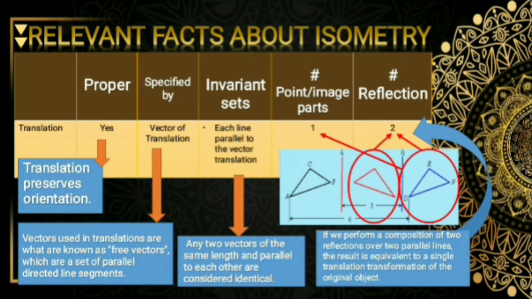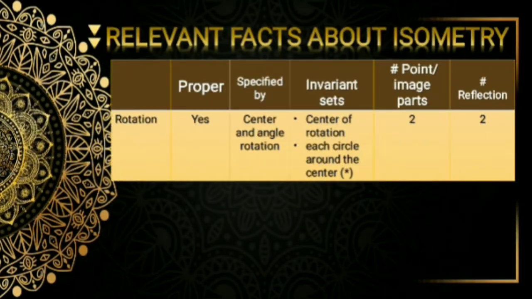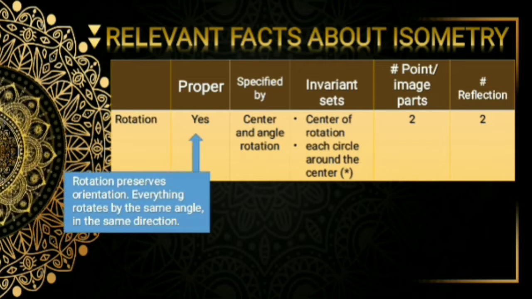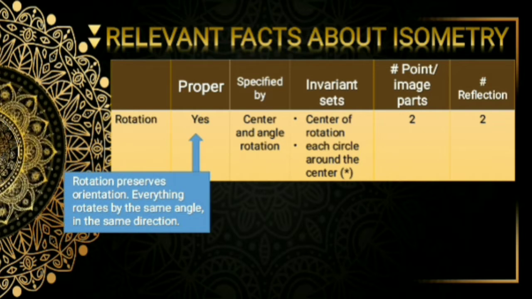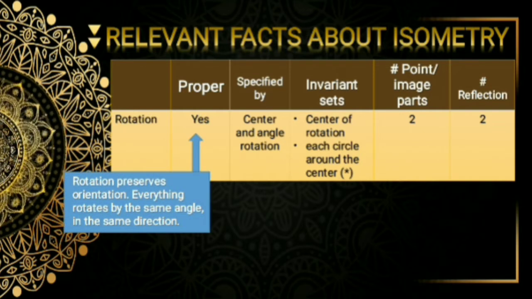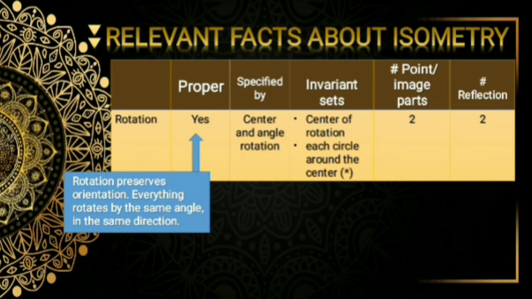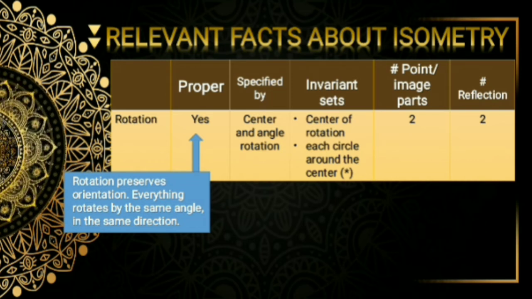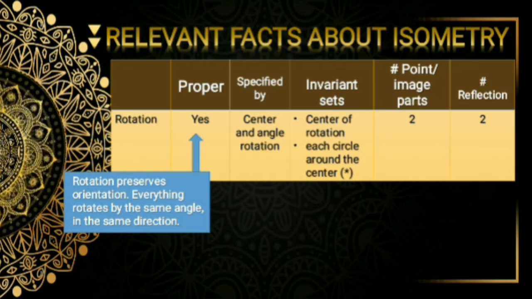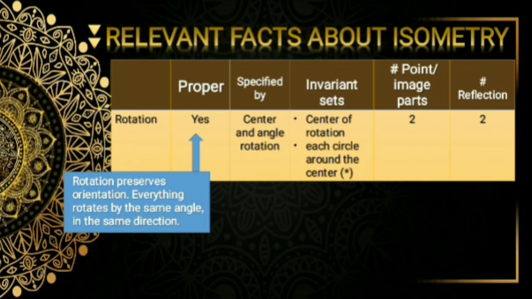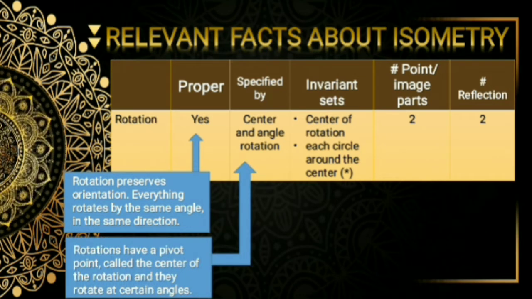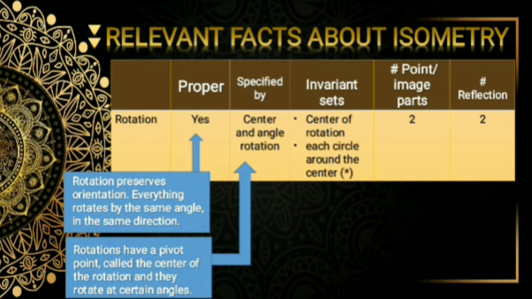The third geometric transformation we have is called rotation. Now, a rotation preserves orientation. Everything rotates by the same angle in the same direction, so left stays left and right stays right. Therefore, rotations are proper isometries. They are specified by the center and angle of rotation, since rotations have a pivot point called the center of rotation and they rotate at a certain angle.